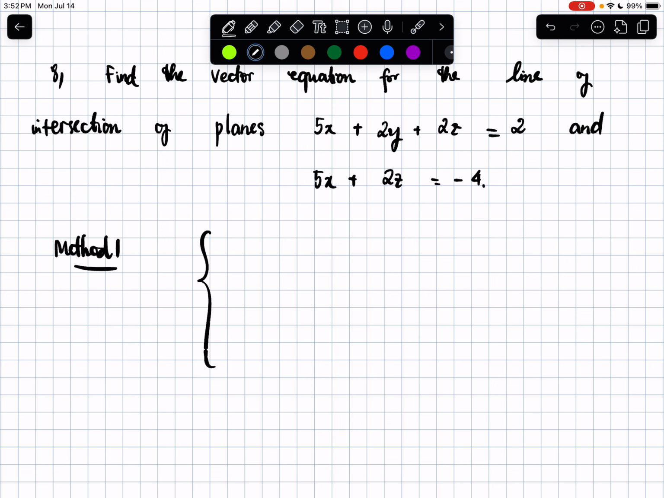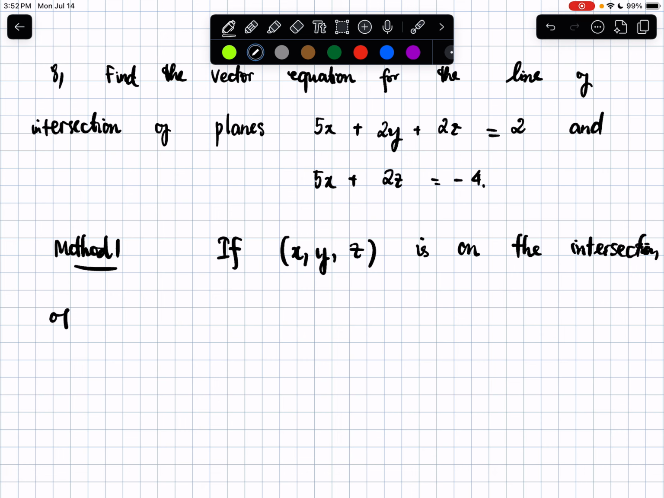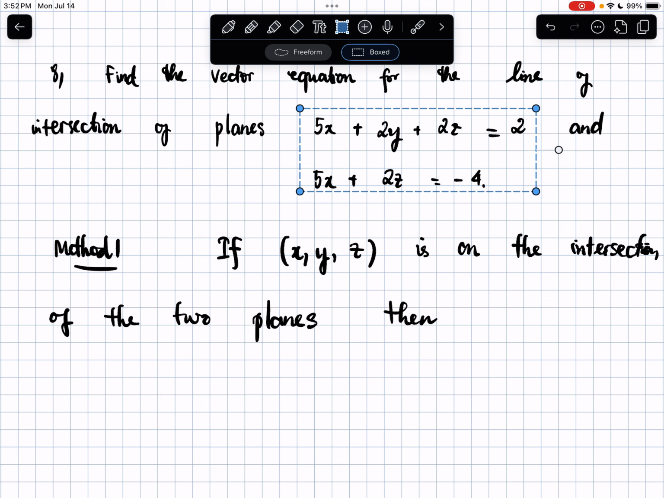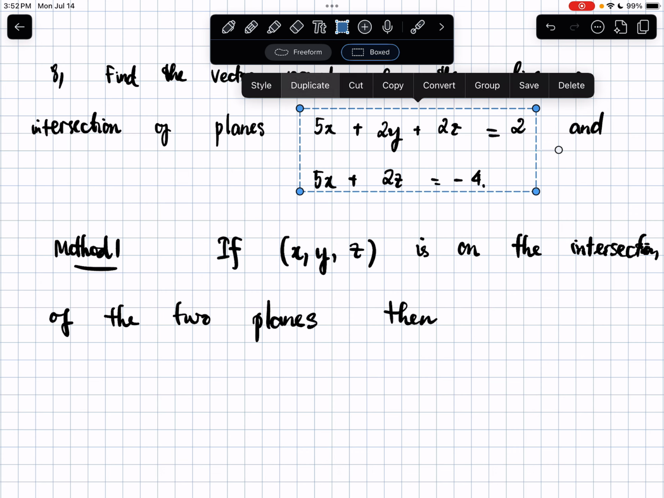If the point x, y, z is on the intersection of the two planes, then x, y, z must satisfy the two equations.